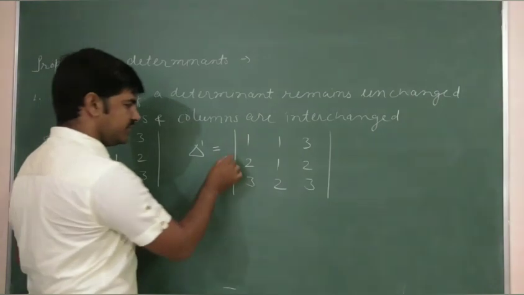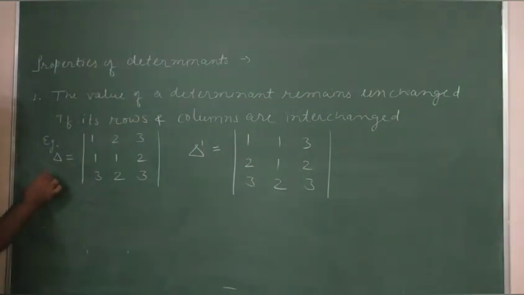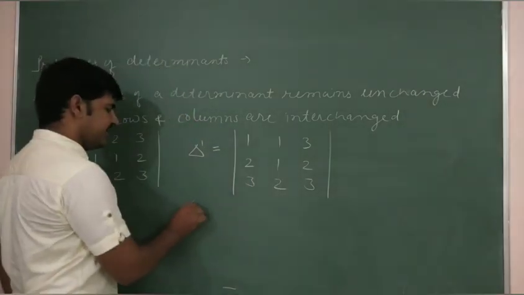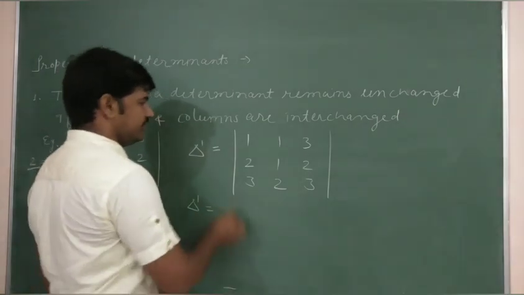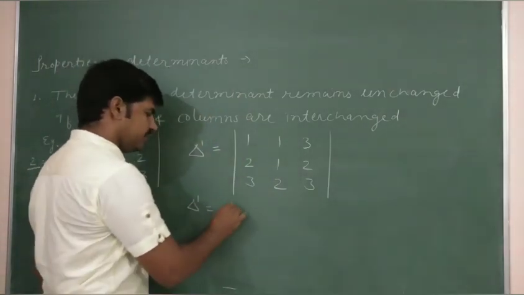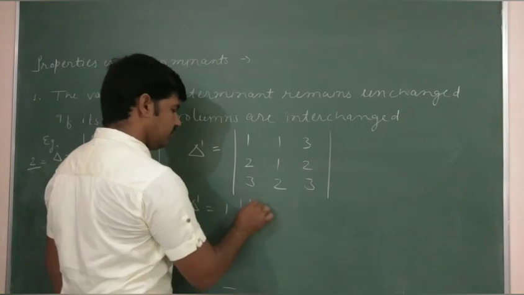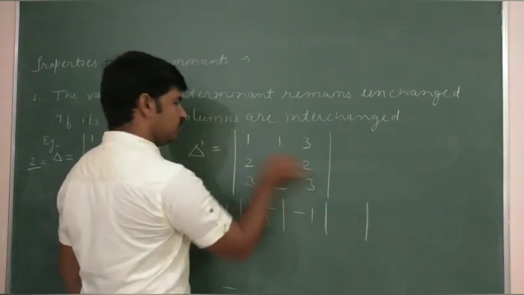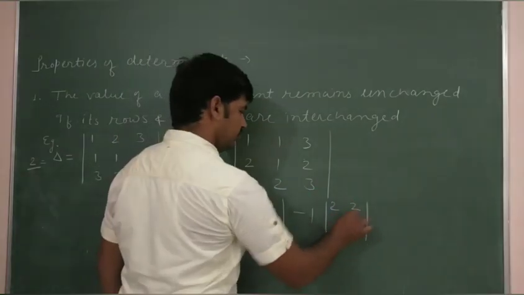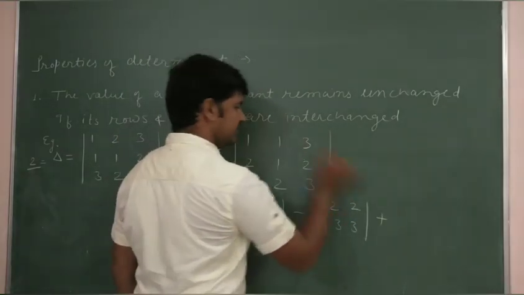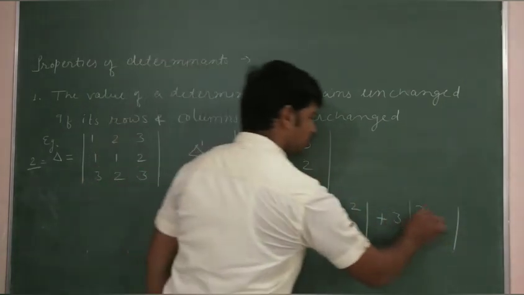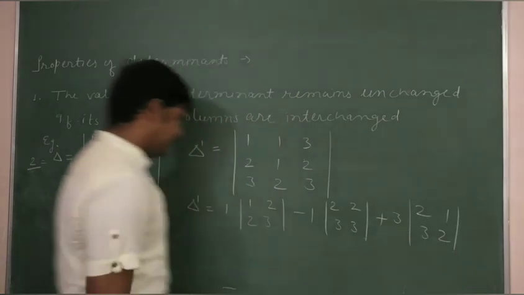As I got the value of the previous determinant, what was that value? We have got 2. Now let us find the value of this particular determinant, that is del dash we have taken, and that is equal to, let us expand it along R1 only. So 1 times a determinant (1 2, 2 3), and then minus 1 times a determinant (2 2, 3 3), and then plus 3 times a determinant (2 1, 3 2). Let us simplify.